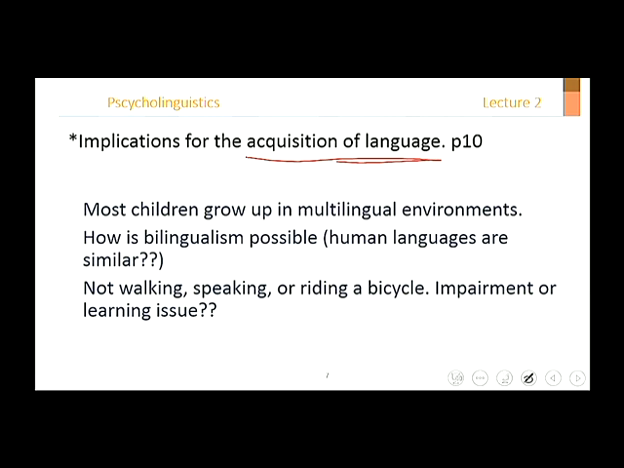Okay? So most children grow up in multilingual environments. The exception is when you have a child growing up in a monolingual society or environment. But most people in the world grow up in areas where 2 or more languages are spoken. So as a result, people grow up speaking 2 or more languages. This is the norm. We are the exception if we only speak one language. All right?